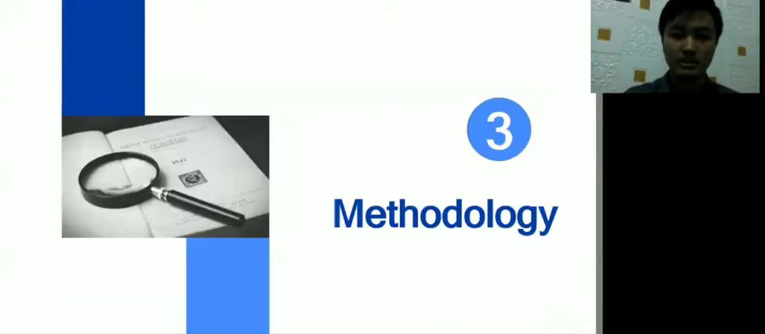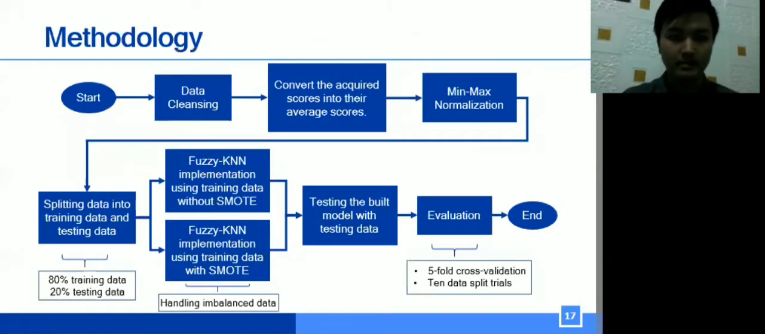The next one is methodology. These are the research steps. The first step is we do data pre-processing, such as data cleansing, and then we convert the acquired scores into their average scores and do data normalization using the min-max formula. After that, we split the data into 80% training data and 20% testing data.